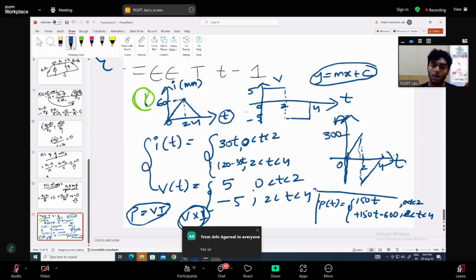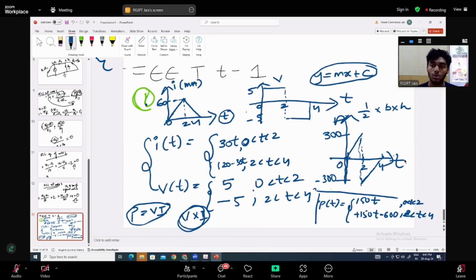So see, this y coordinate is 300 and this is minus 300. So calculate both triangles' area, which is half into base into height. The base is 2, the 2 gets cancelled in both cases, plus 300 and minus 300 is equal to 0. So the total energy which we are getting for this is 0. Clear? Okay. Is it clear, everyone?